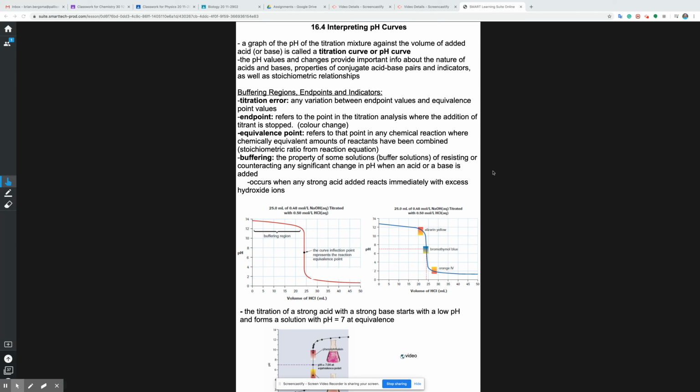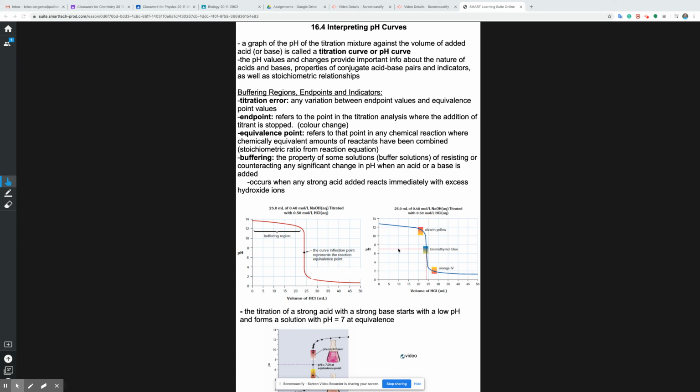The endpoint refers to when that color actually changes, and that's when we stop the titration. The equivalence point refers to the point in any chemical reaction where the chemical equivalent amounts of the reaction have been combined, so the stoichiometric ratios from the reaction work out. In this case, the middle of this inflection curve is our equivalence point. With a strong base and a strong acid, that's going to be right around 7.